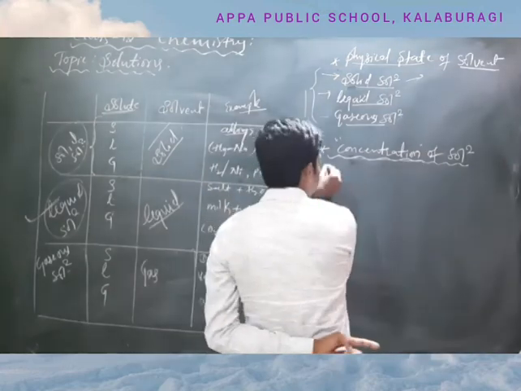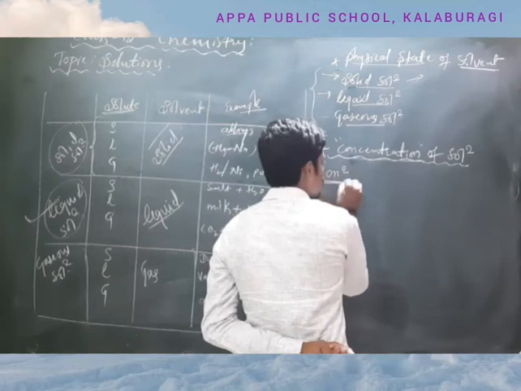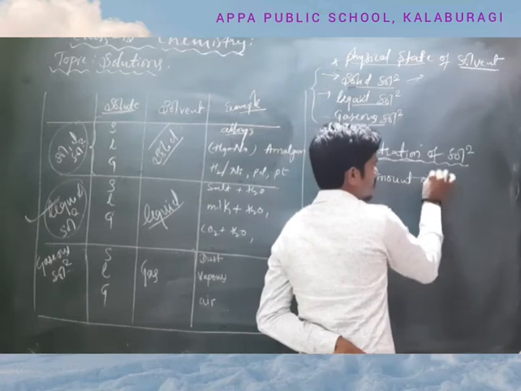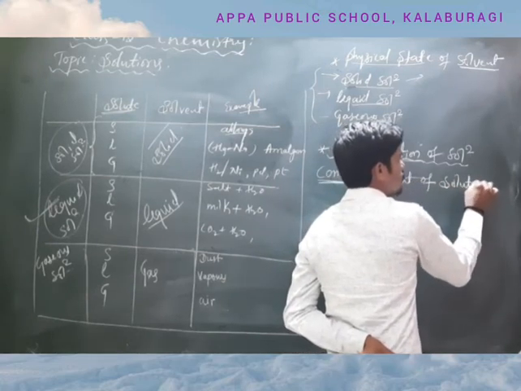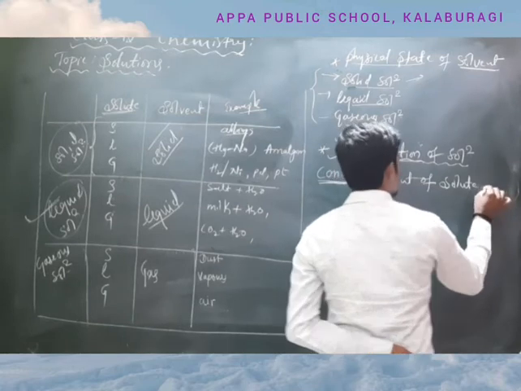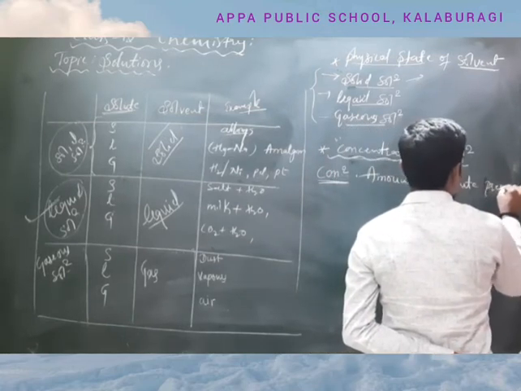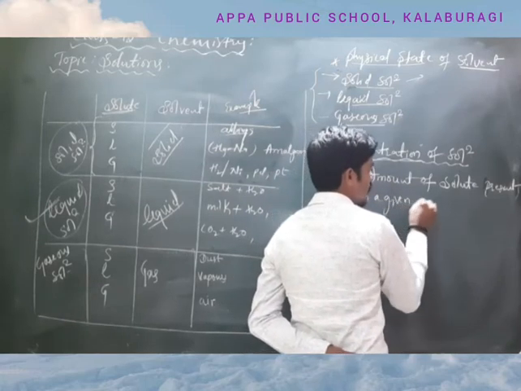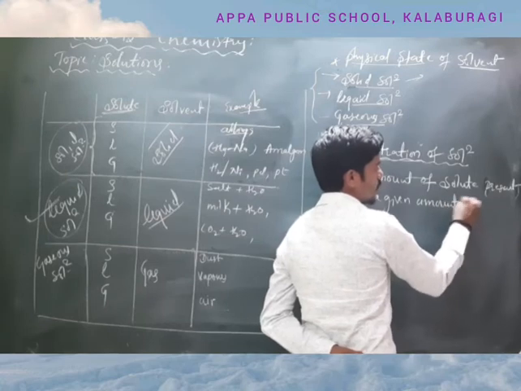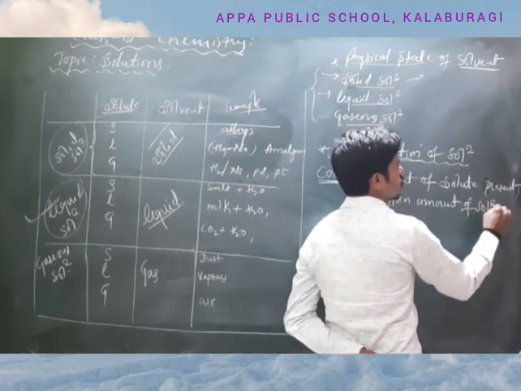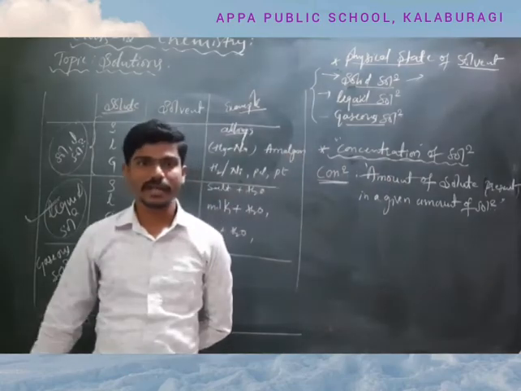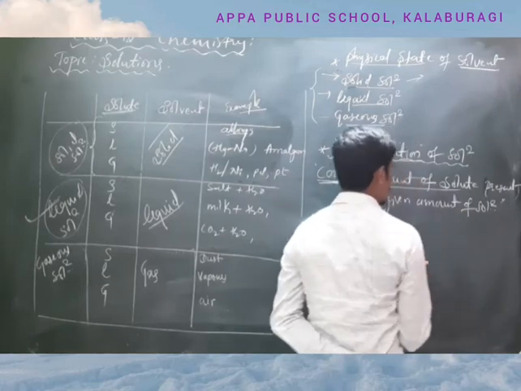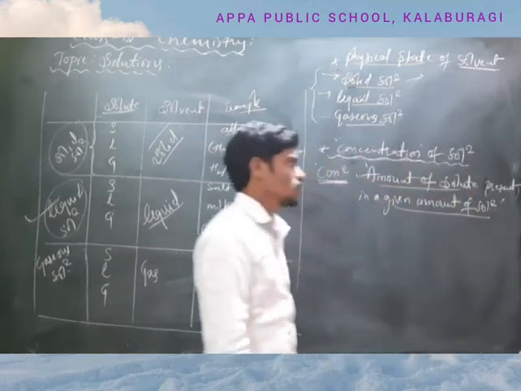Concentration is defined as the amount of solute present in a given amount of solution. That is called concentration. Is it clear? Okay, concentration is nothing but the amount of solute present in a given amount of solution.